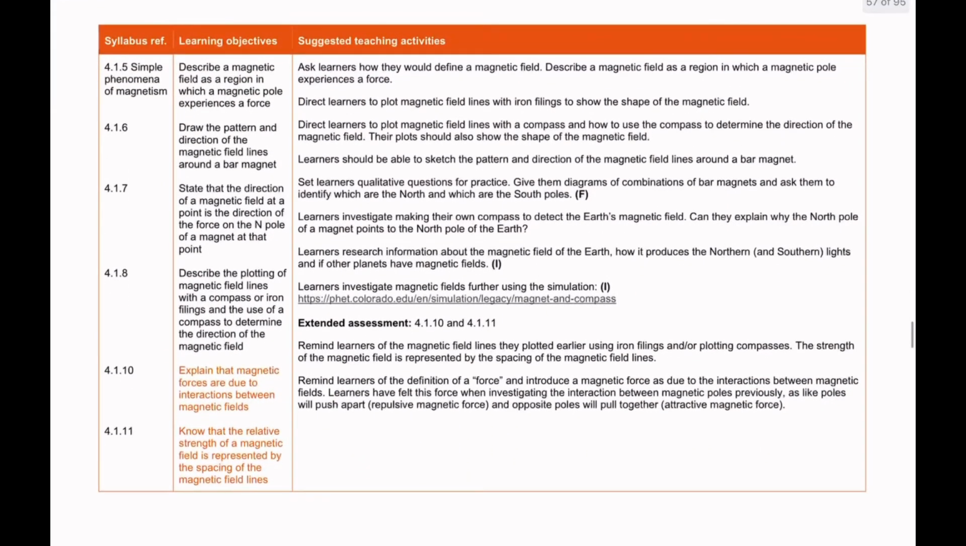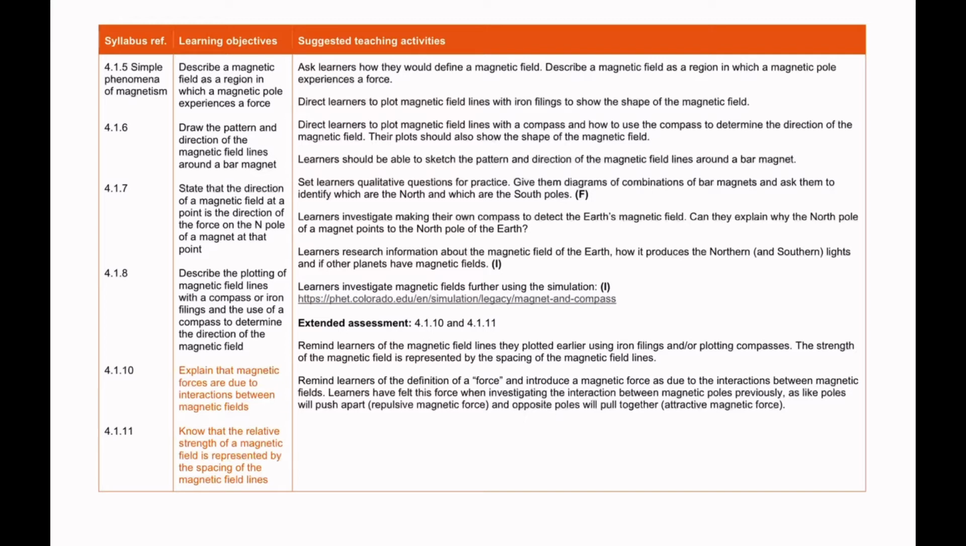Key concept 4.1.5 Simple phenomena of magnetism. Learning objectives. Describe a magnetic field as a region in which a magnetic pole experiences a force. Draw the pattern and direction of magnetic field lines around a bar magnet. State that the direction of the magnetic field at a point is the direction of the force on the end pole of a magnet at that point.